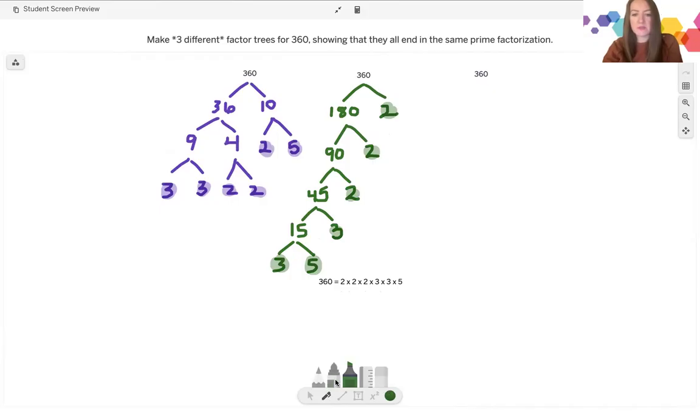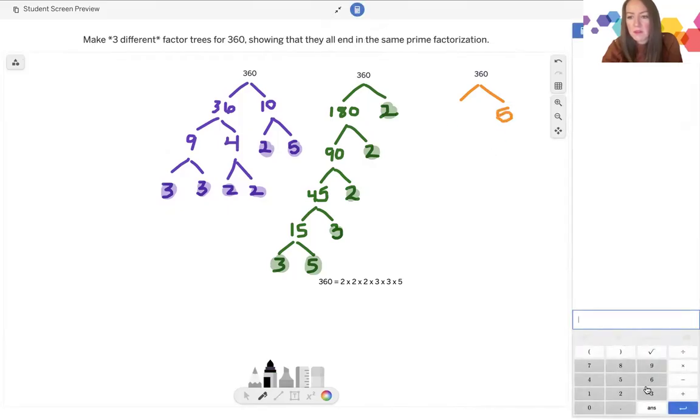All right, let's really drive this point home. We're going to make one more factor tree for 360, and we're going to end up with the exact same prime factorization, I'm hoping. Okay, so 360, why don't I pull out a 5? Okay, I think I need my calculator for that one. That's okay to use your calculator sometimes. That's 72. Cool.